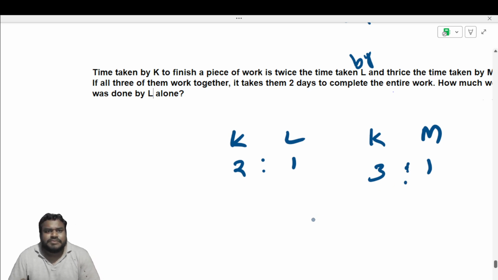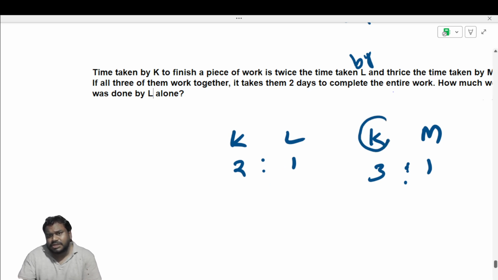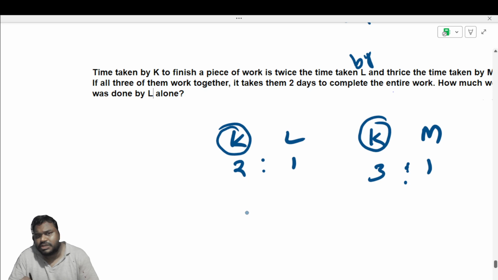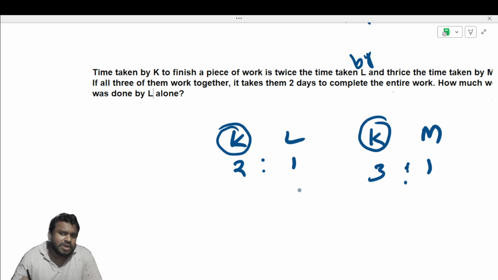If all three of them work together, it takes them 2 days to complete the entire work. How much work was done by L alone? Okay, so now I'll find the ratio for all of them. How can we do that? If K to L is 2 is to 1, what is common here? K is common. So I need to make K the same number in both the ratios.